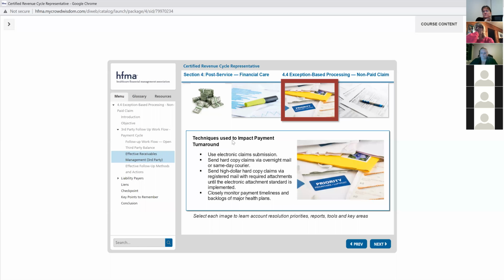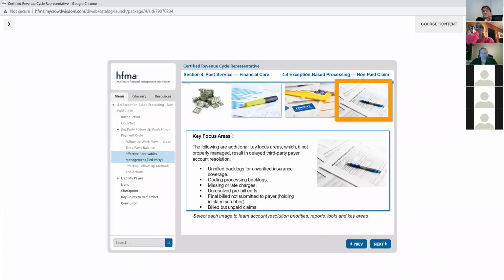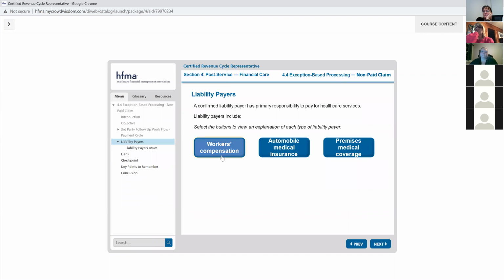Okay. So liability payers: a liability payer has primary responsibility to pay for healthcare services. And these are workers' comp, automobile medical insurance, which would be your no fault, and then this insurance covers accidents that happen on a business or individual's property and covers visitors, employees, and animals.